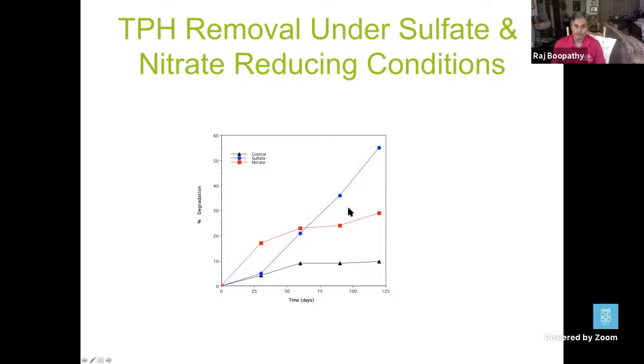And then when you put individual electron acceptors, the sulfate reducing condition, out of the mixed electron acceptor condition, it looks like the sulfate reducing bacteria is doing the bulk of the job. So when you have only the sulfate, you can see 55% oil removal. And when you have nitrate, you have 30% oil removal. So if we combine these two, it accounts for the mixed electron acceptor condition at 80% oil removal. So this looks like there is some kind of synergistic activity between these two groups of bacteria in this sediment.